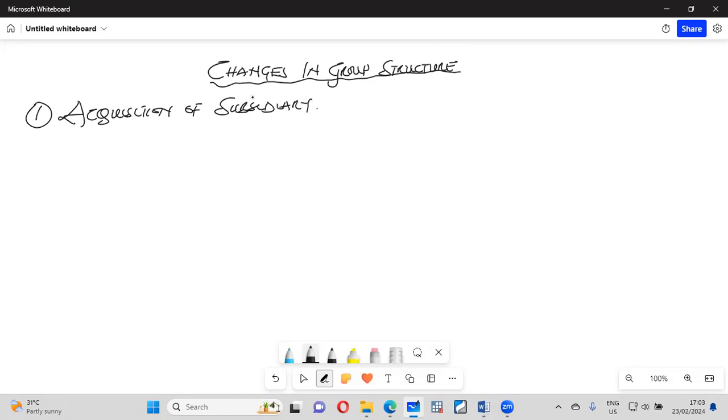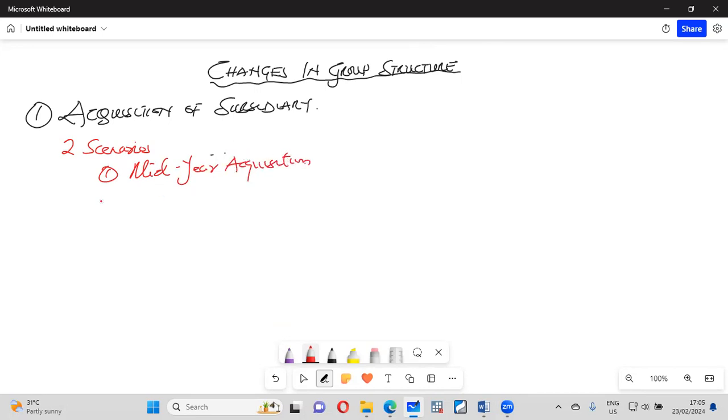All right, so when it comes to acquisition of subsidiaries, there are basically two scenarios that we see there. So let's look at the two scenarios. Scenario one has been dealt with in the basic consolidation. Scenario one is about a immediate acquisition.